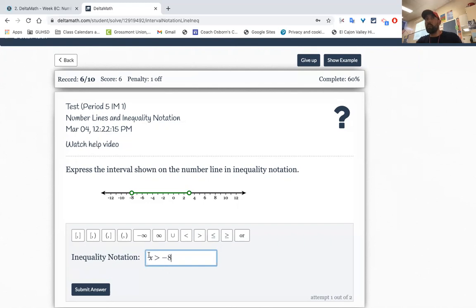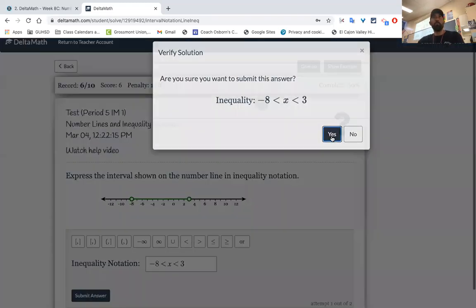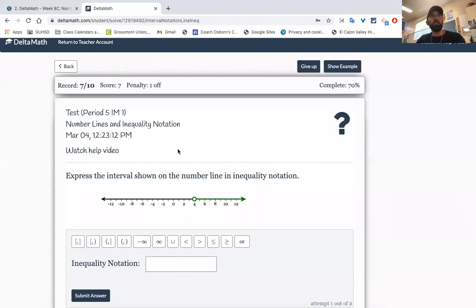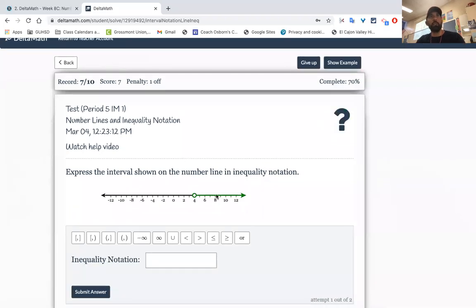If I write it that way, x is greater than -8, that's the same thing as writing it this way. All I did was flip it around. X is still greater than -8. And now the next number is 3, and all that shaded area is less than 3, so I put less than 3. That pretty much is what those numbers are all about. And then this one is just one inequality. It should be by itself.